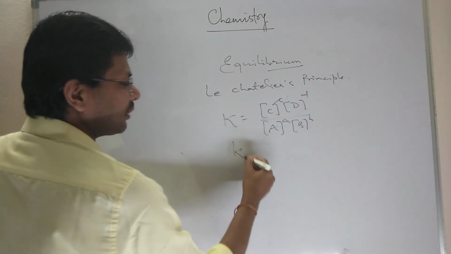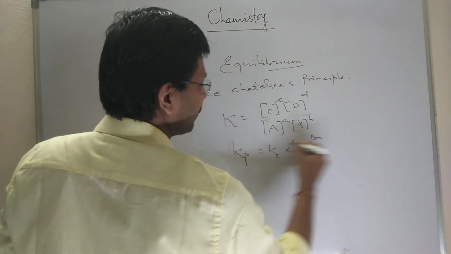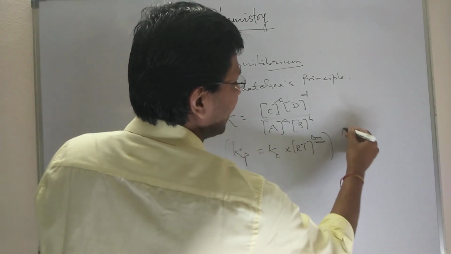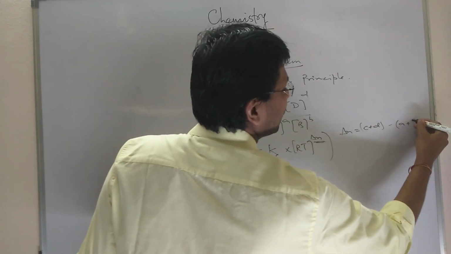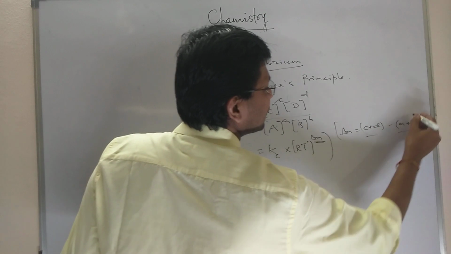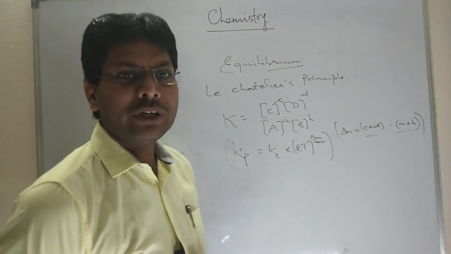They can ask you Kp equal to Kc into RT to the power delta n. They can give you the equation and you have to find the delta n. Delta n is the number of moles of product minus the number of moles of reactant, but you have to take into consideration only the gaseous part. Based on this you can calculate Kp and Kc.